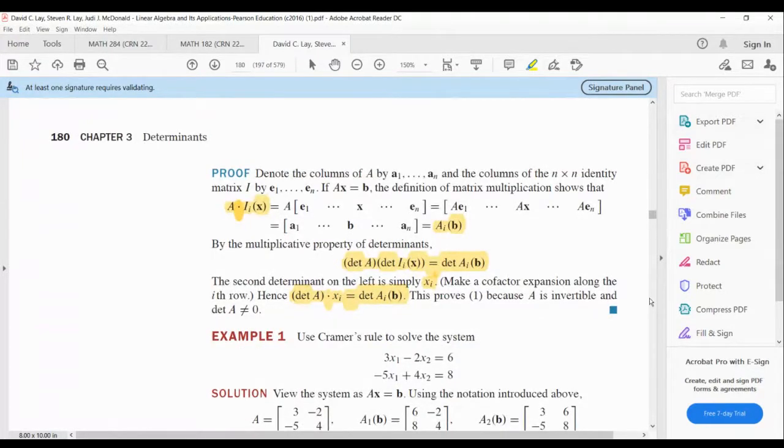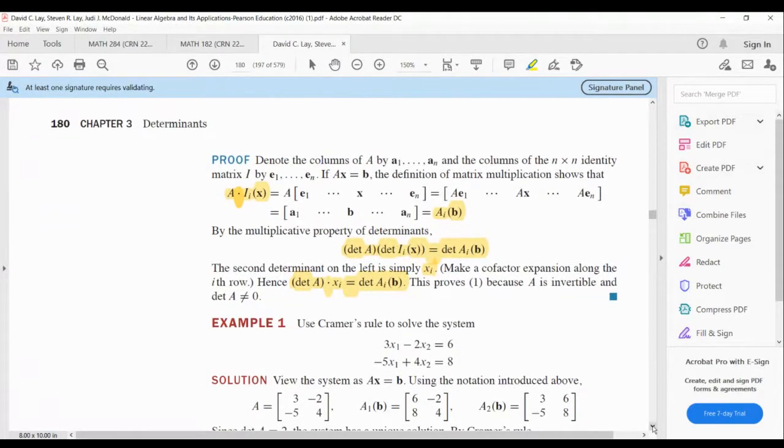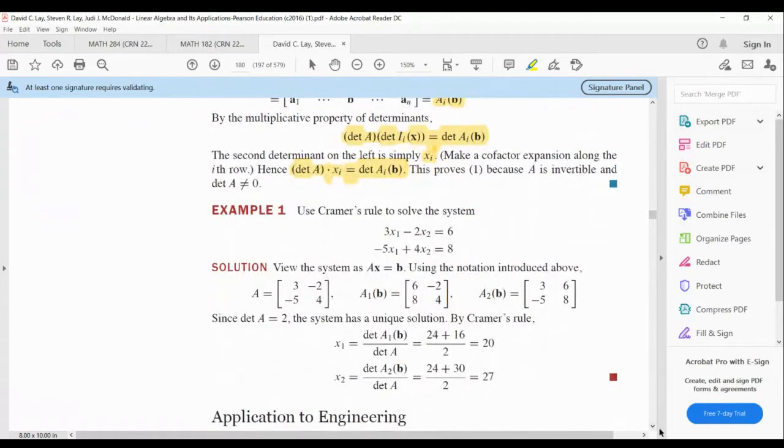Okay, so in this example, we want to use Cramer's rule to solve this system of equations. Okay, take a look at it. In one moment.